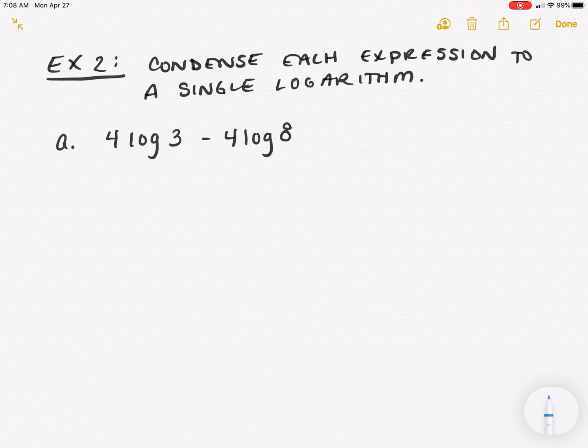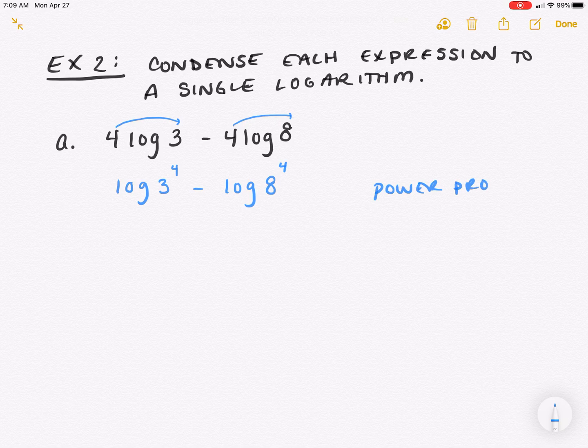So we kept seeing when we were expanding that our power property was one of our last properties to use. Well, we're going to reverse that in a sense, and we're going to make our power property one of our first properties we use. So if we ever have these multiplication factors, we need to first write our factors back as exponents, because in condensed form we write our powers as exponents. And so again, we're using our power property.